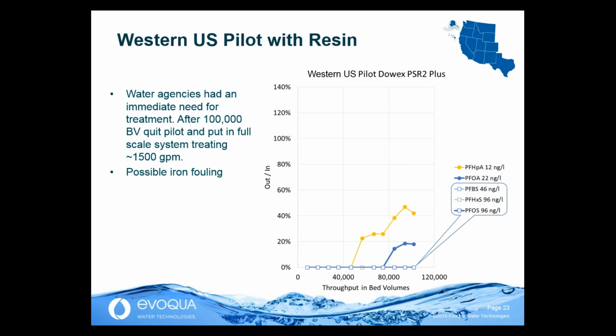After 10,000 bed volumes, you can see there was no breakthrough on the PFBS, the PFHxS, or the PFOS. A little bit of breakthrough on the PFOA, pretty low levels there anyway. And basically at 100,000 bed volumes, they said, you know what, 5 months, good enough. We need to put a system in place before the summer. And at this point, there are now 3 systems that are treating drinking water with PFAS for resin around the Peterson Air Force Base.